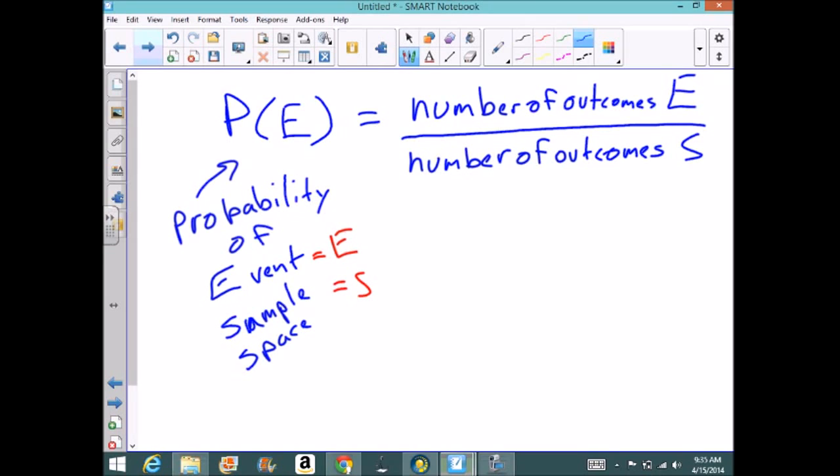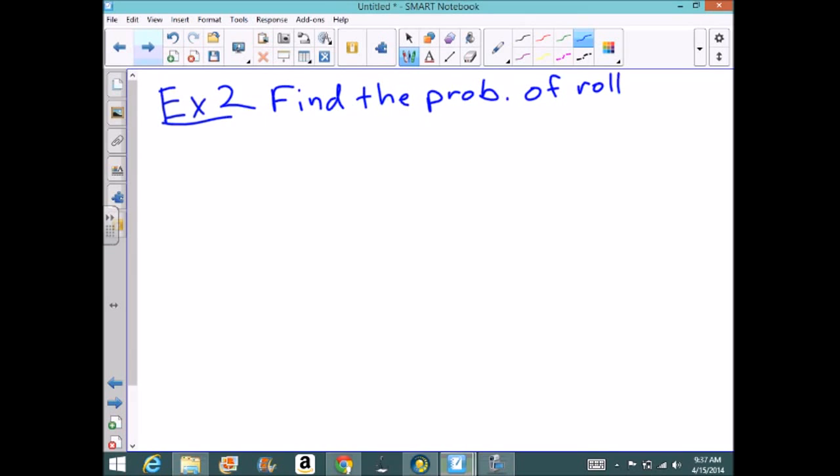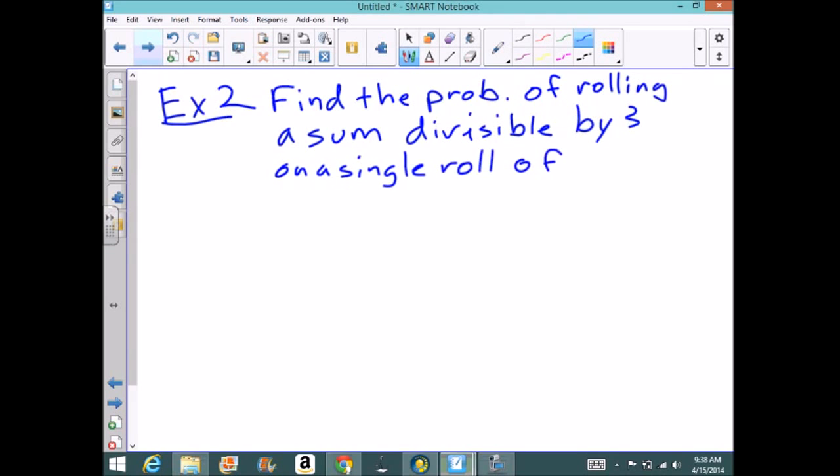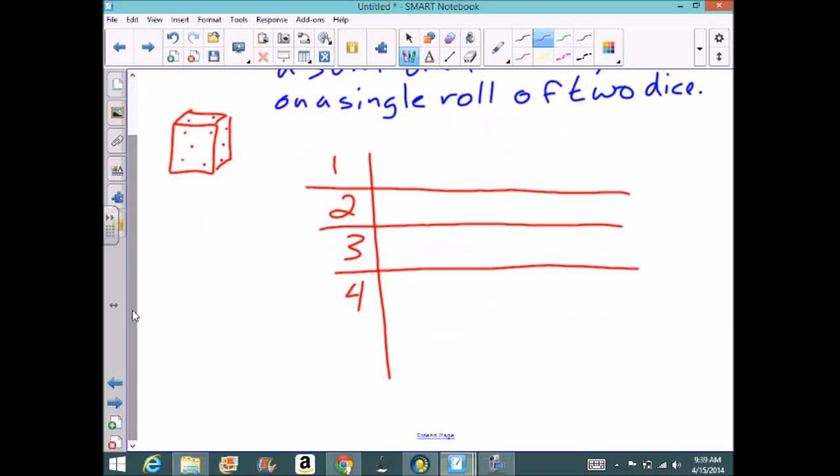So let's look at another example from the textbook, and we'll try to calculate the probability of a certain event occurring. Okay, so in example number 2, what we are asked to do is find the probability of rolling a sum divisible by 3 of 2 dice in a single roll. So I'm going to have 2 dice, and I'm going to roll them, and I'm going to sum up the numbers that the dice give out, and then I'm going to figure out the probability of that sum being divisible by 3.